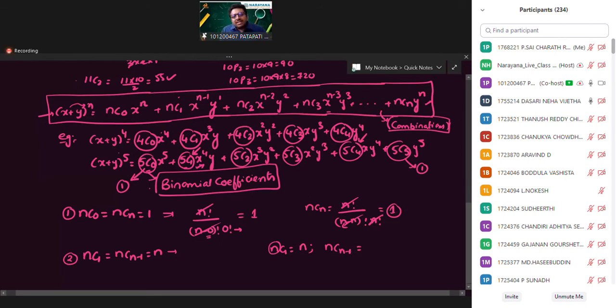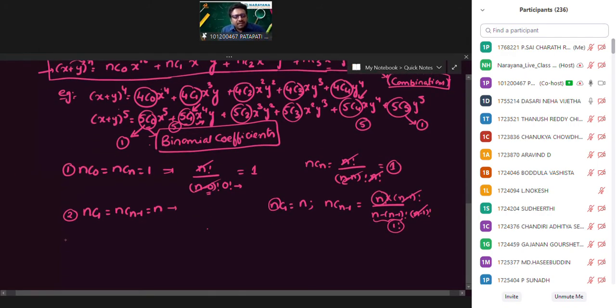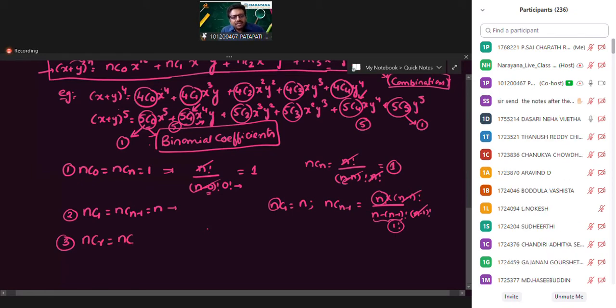So nC(n minus 1) is n factorial by (n minus (n minus 1)) factorial into (n minus 1) factorial, right? So this is 1 factorial, and 1 factorial is 1. n factorial can be written as n into (n minus 1) factorial. So you get n. So 5C1 will be equal to 5, and 5C4 will also be equal to 5. And the third important property is that nCr is equal to nC(n minus r).